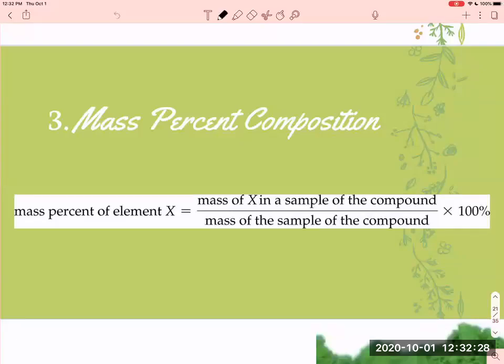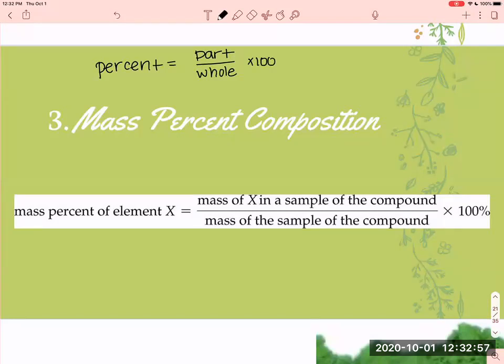Okay, so we're going to look at the last part of this chapter, which is going to be using mass percent, looking at percent composition, and also looking at something called empirical and molecular formula. So just to review a percent in general, any percent is going to be some kind of part over a whole times 100.